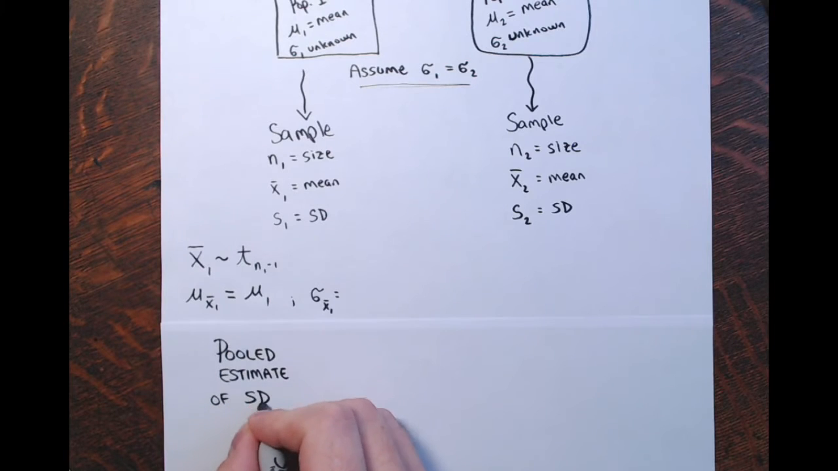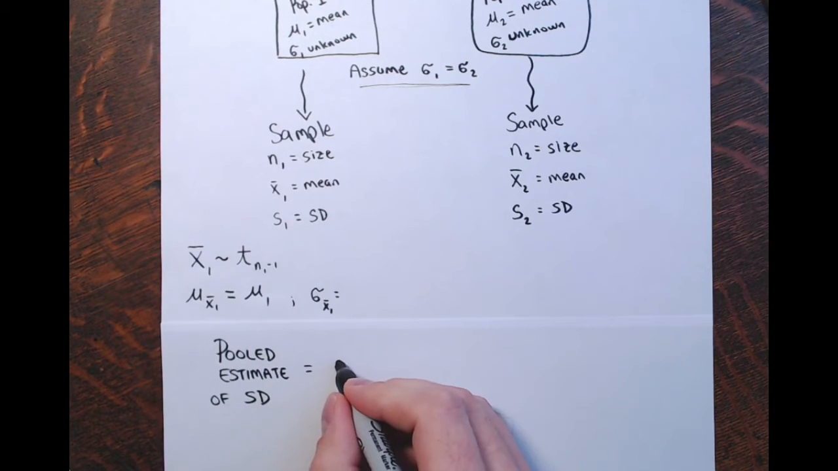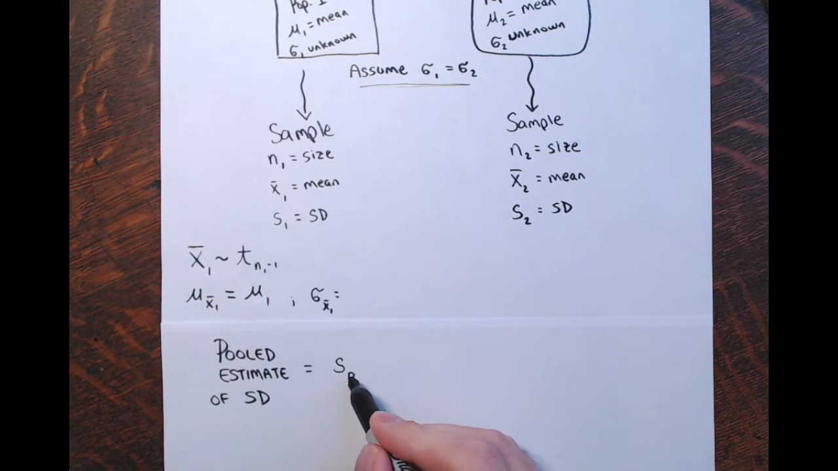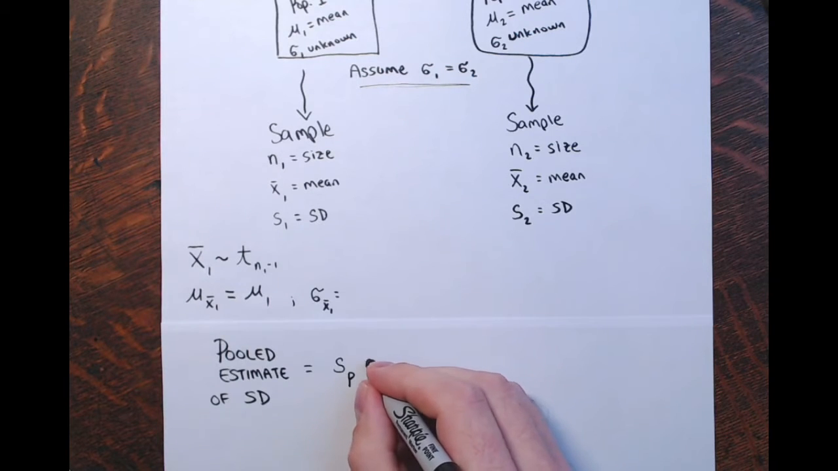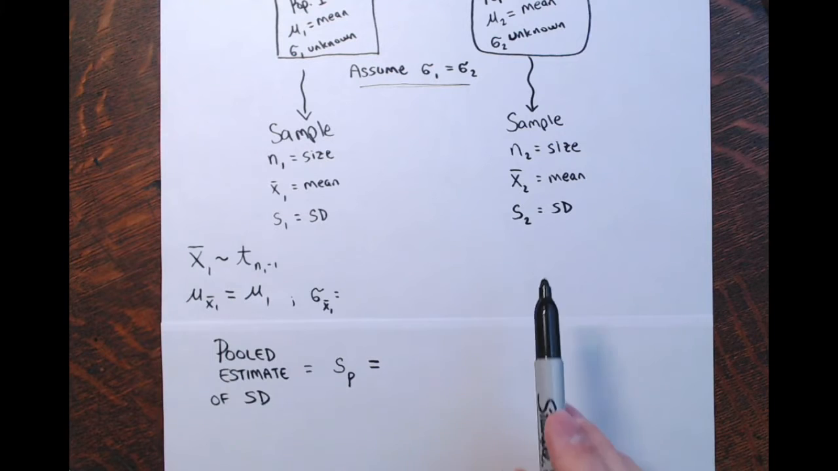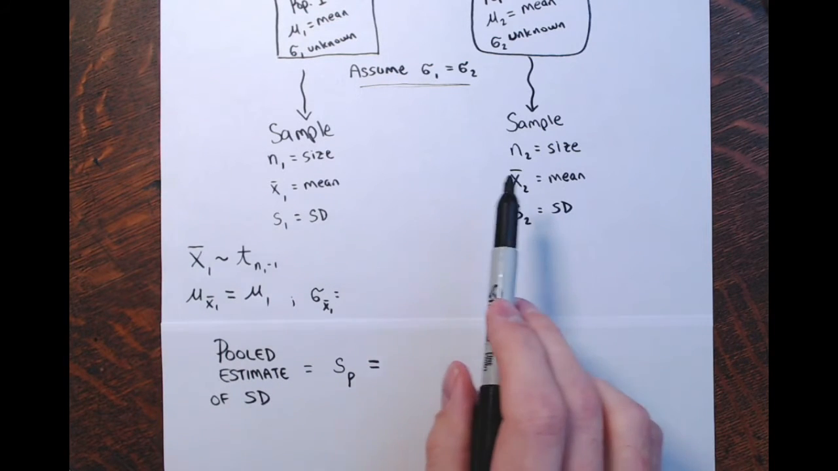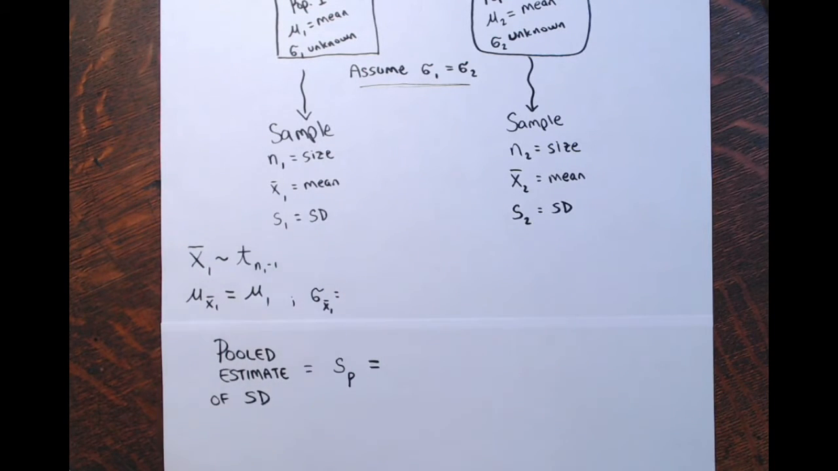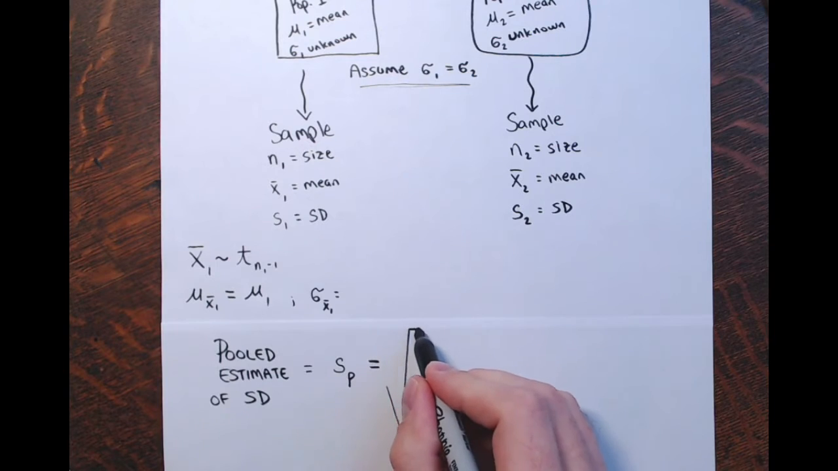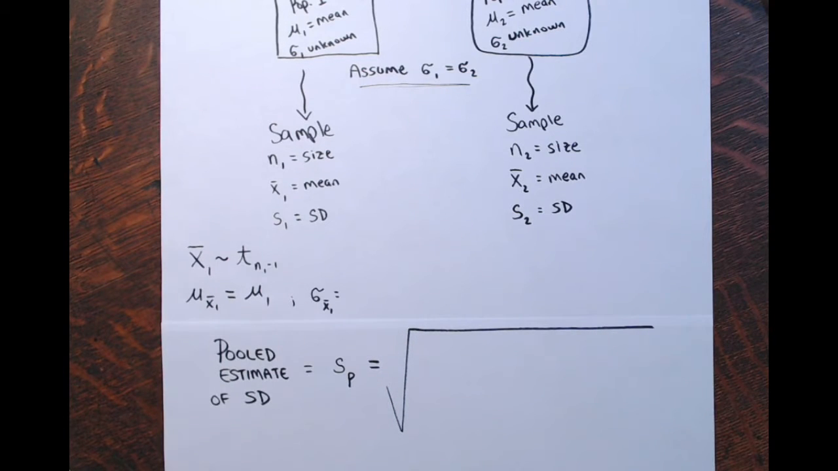I'll say of SD, right? And this is going to be labeled S sub P for pooled, S with a subscript of P for pooled. All right, and the way this is calculated, again, it's as if you were putting these samples together, but still considering them as separate, but you're thinking about them as one. And it'd be the square root. Make a big square root.